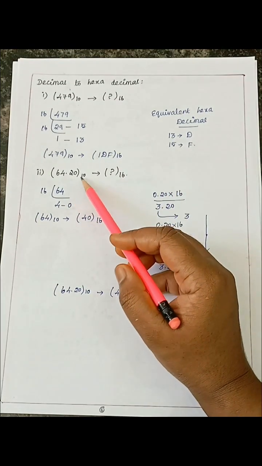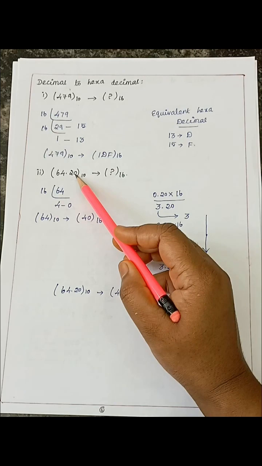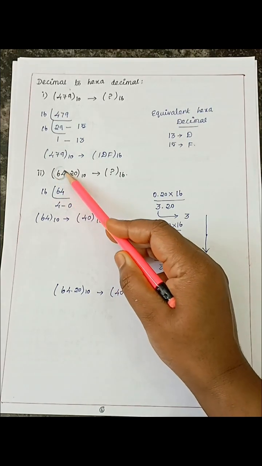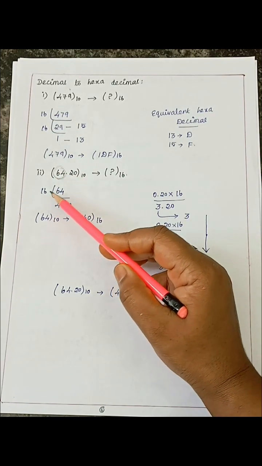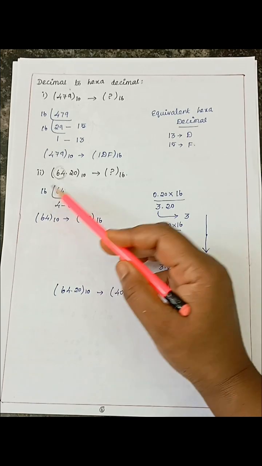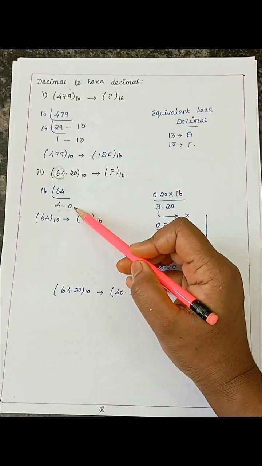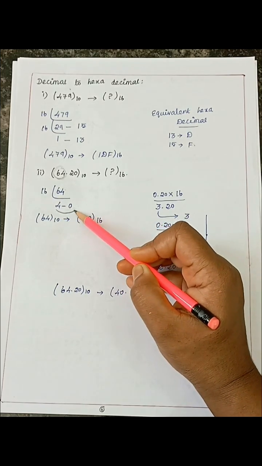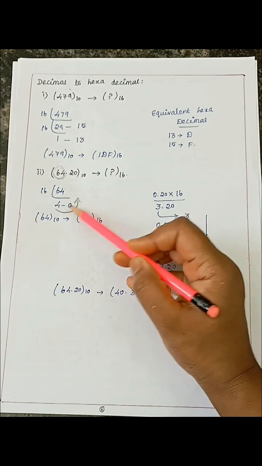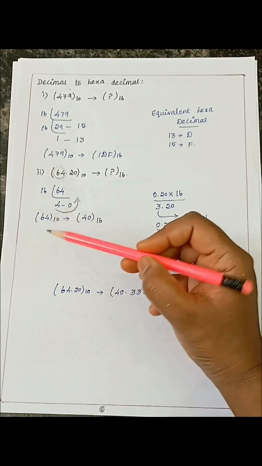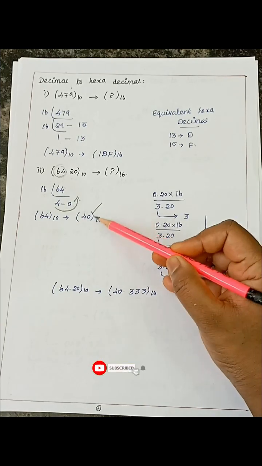And for the floating point, they have given 64.20. This whole part will be divided with respect to 16, that is 64 divided by 16, we are getting 4 with the remainder of 0. So here also we take the result from bottom to top, that is 40. For the 64, we are getting the hexadecimal value as 40.